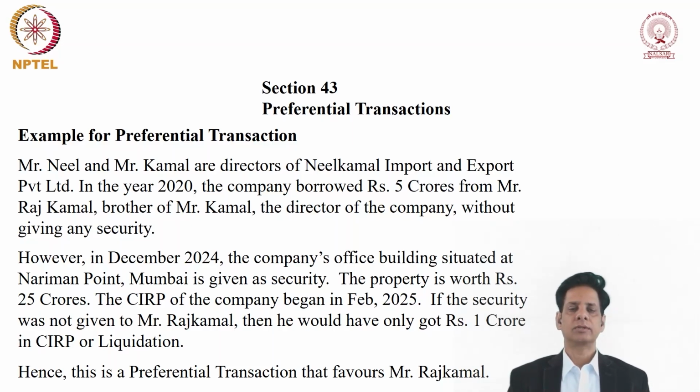The property is worth 25 crores. Look at now the whole transaction, what is happening. Mr. Rajkamal lent only 5 crores, but what he is now getting is a 25 crore worth of a property as a security for his loan. If the security was not given, then Mr. Rajkamal would have received only 1 crore under CIRP or liquidation. Now, in this scenario, the CIRP had already begun against the company.